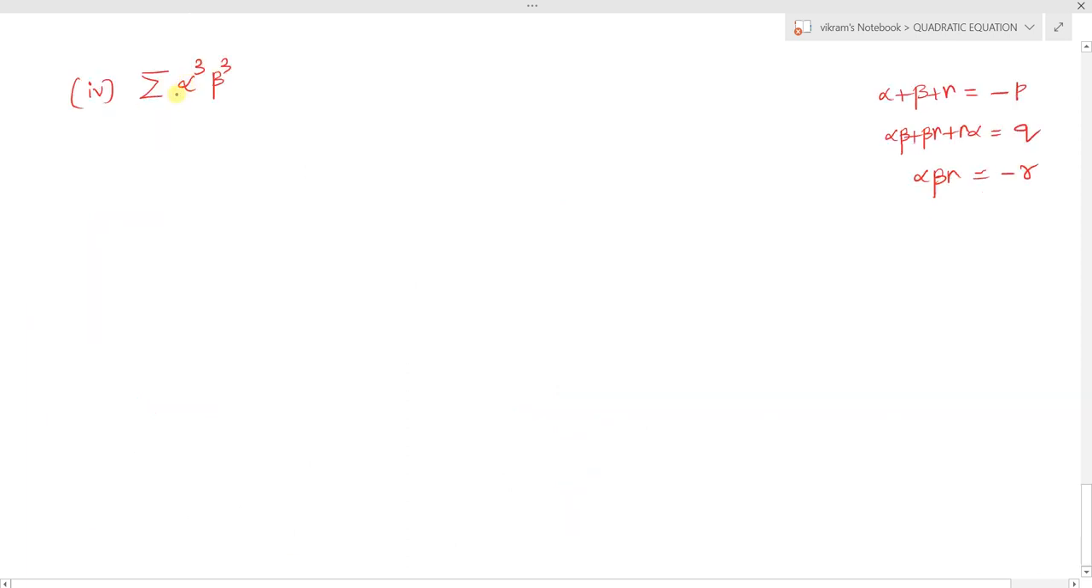And the next and final one, summation of alpha cube beta cube, can be expanded as alpha cube beta cube, the next term is beta cube gamma cube, and the next one is gamma cube alpha cube.